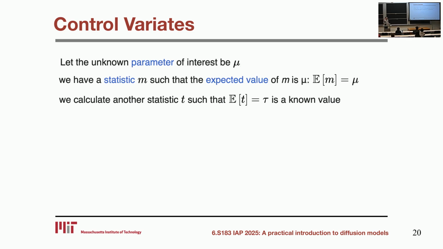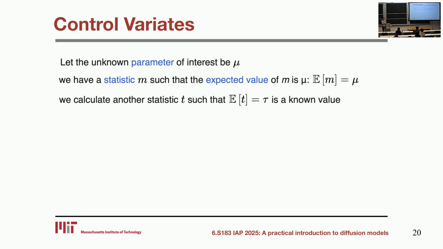So imagine you have some parameter mu. You're sampling from some distribution, for instance, distribution M. And you want to estimate the average of the distribution, the mean of the distribution. But the problem is that M is super noisy, and you don't have that many samples. So how do you estimate mu in the best possible way? Then you can use this control variate. Imagine that you have a second statistic, T, with the mean tau.